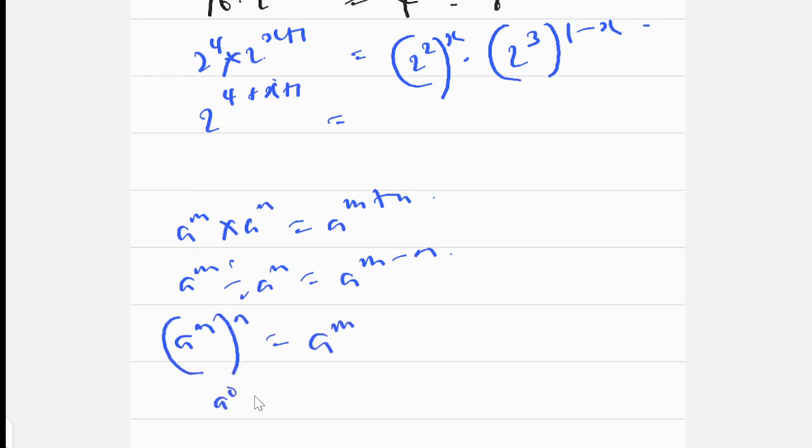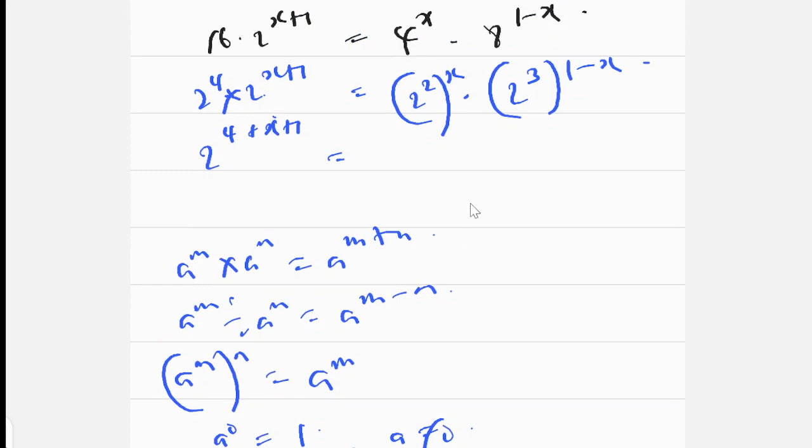Then when you have power 0, then it is 1. Any number raised power 0, with an exception of 0, is 1. Although some textbooks say even 0 is there. But generally speaking, 0 is not there. Then power unity, a raised power 1 is a. How many rules like that? So, but the one I want to use here is this guy, a to the mn.